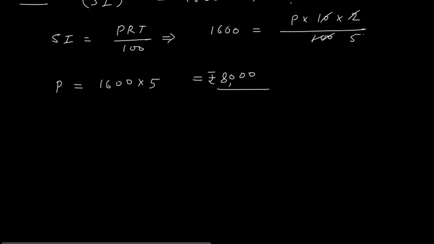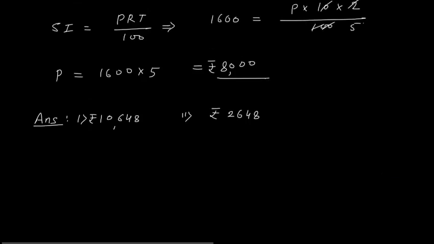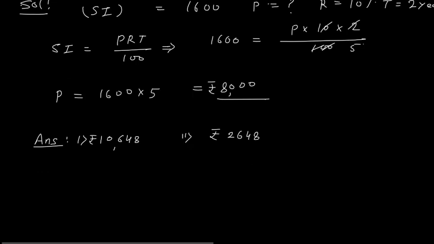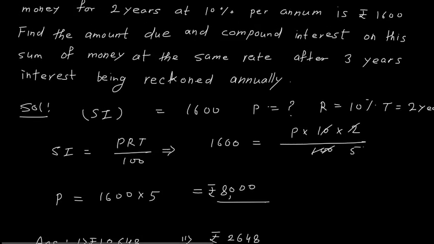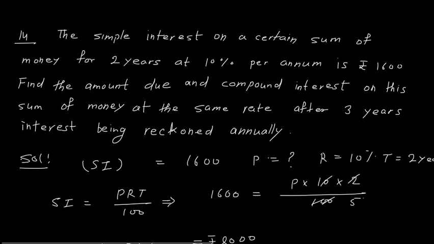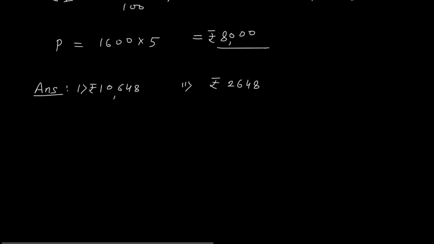So try to solve it, and finally the answer which you must get is: the amount you will get at the end of 2 years is 10,648, and the compound interest which you get after 3 years is 2,648. I am not solving these problems, as you already understand how to solve them, but at your end you have to solve them for practice. So let us now move to the next question.